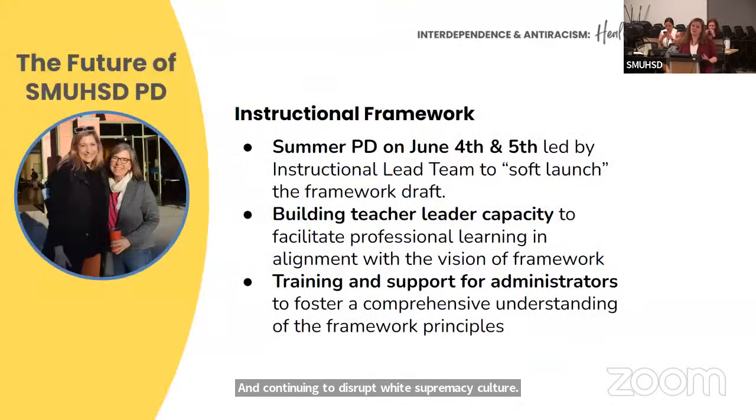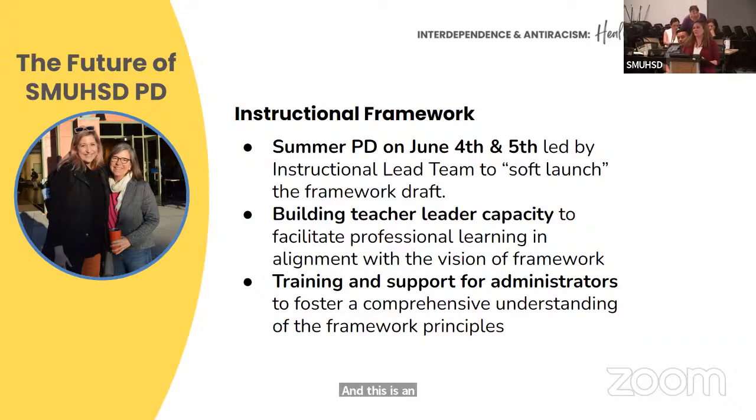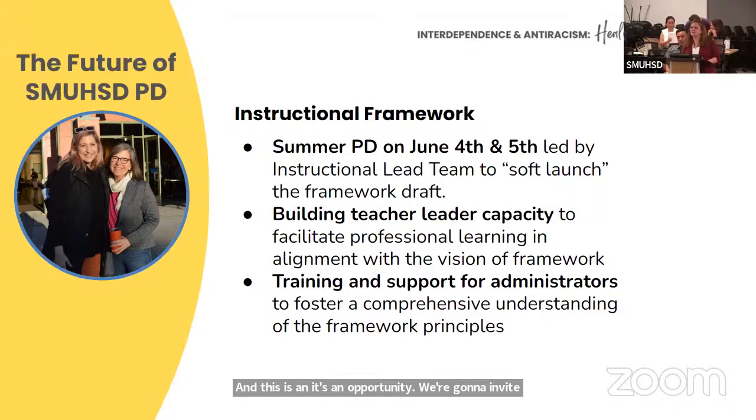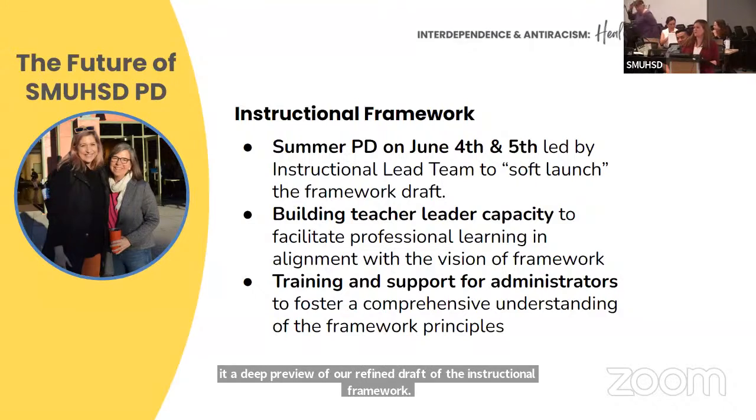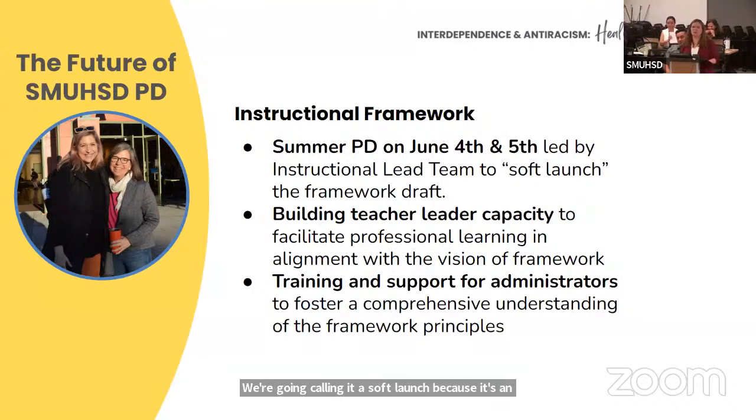So looking towards the future, we are super excited for our summer PD. I'm super excited because we haven't been able to offer a summer PD since before the pandemic. It's an opportunity. We're going to invite all of our certificated folks to have what we're going to call a deep preview of our refined draft of the instructional framework. We're calling it a soft launch because it's an opportunity for them to really take a look at how the framework is organized and what it has to offer. But it's also an opportunity for us to get some additional feedback and iterate further.